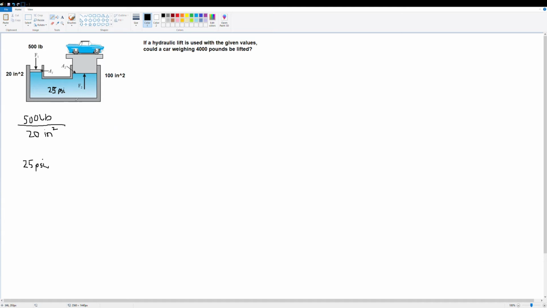On the output side, pressure is equal to force over area. Well, I know what my pressure is. My pressure is 25 psi. I know what the area is. The area for that piston is, if I looked at this directly from the bottom, you would see a circle down here. That's 100 square inches. Will this produce enough of a force F2? Well, 25 times 100 is what? 2,500.